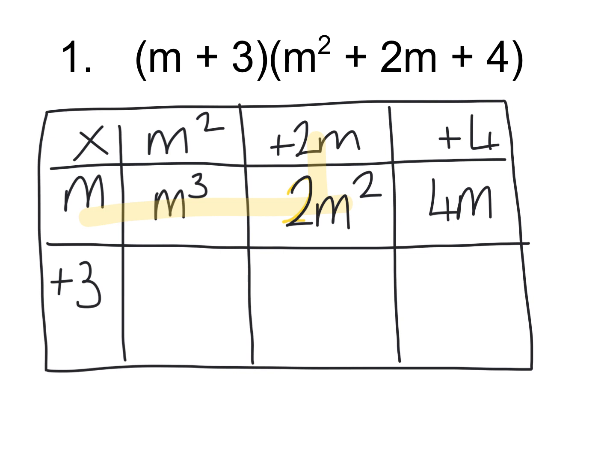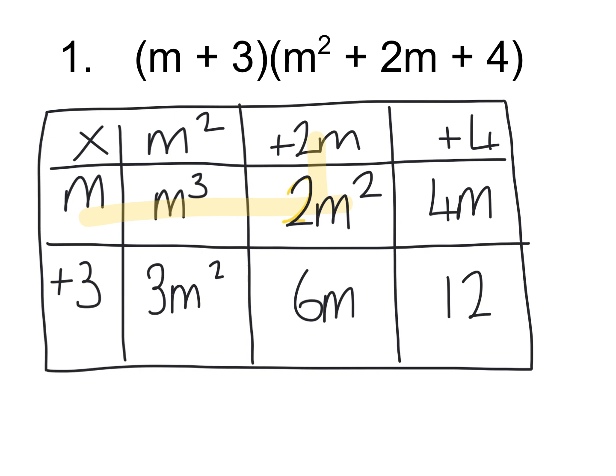Now I'm going to do the bottom row. I would multiply the 3 and the m squared, so this would give me 3m squared. What I just did there is I multiplied the m squared by the 3, and that gave me the 3m squared. I'm going to do the same with the next term. I'm going to multiply 3 times 2m, which gives me 6m. And in the end box is multiplying the numbers 3 times 4, which is 12.